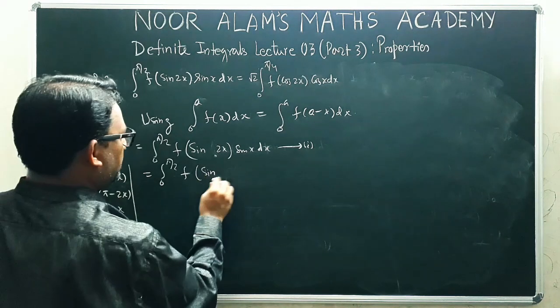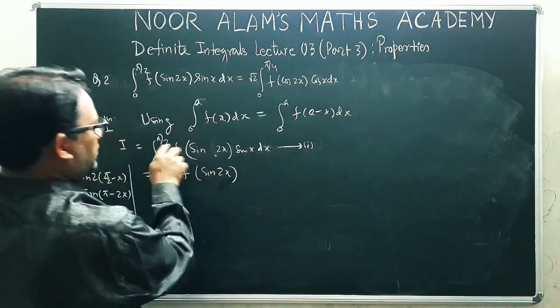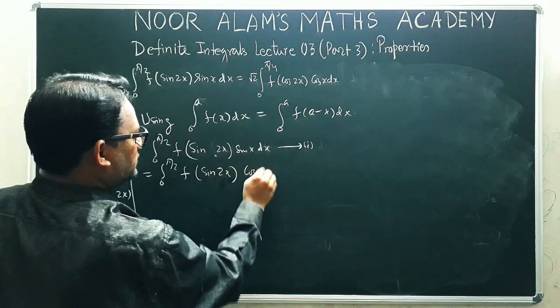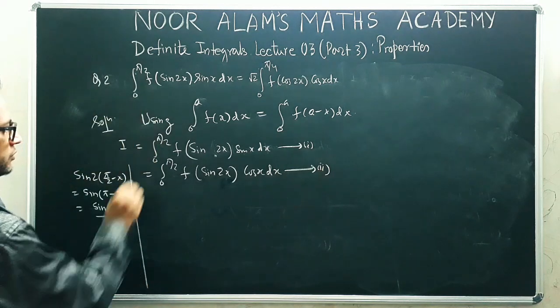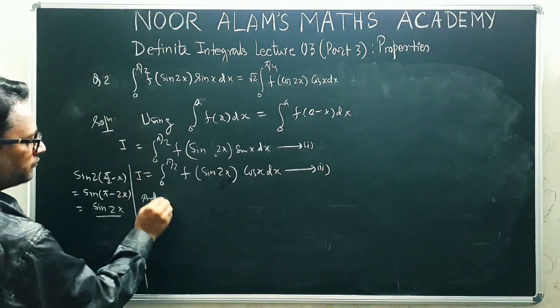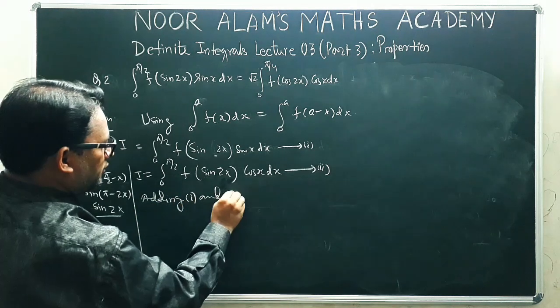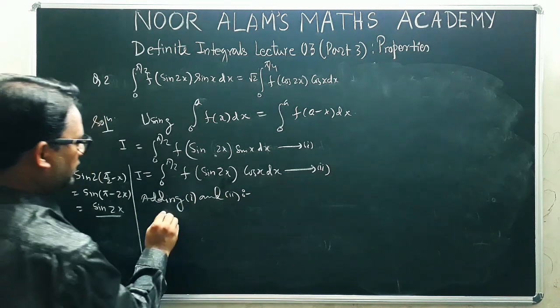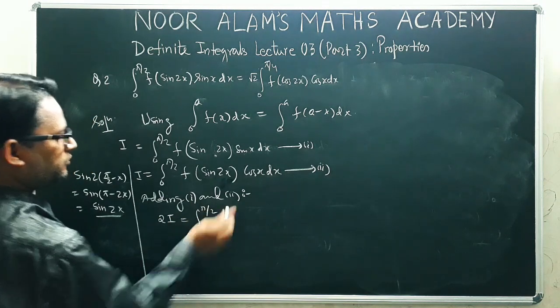So directly we can write sine of 2x. Now what about this part? Sine of pi by 2 minus x becomes cos x dx. We call this equation 2. Okay, now adding 1 and 2, what will happen? We get I plus I, 2I, which is equal to integral from 0 to pi by 2.